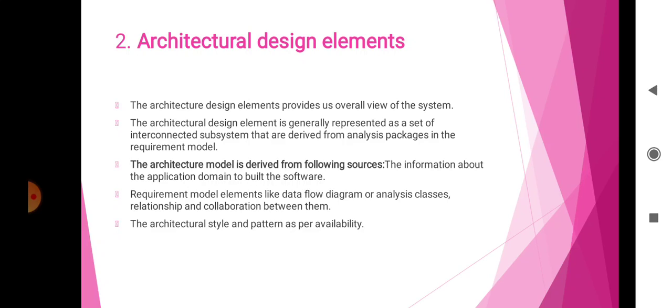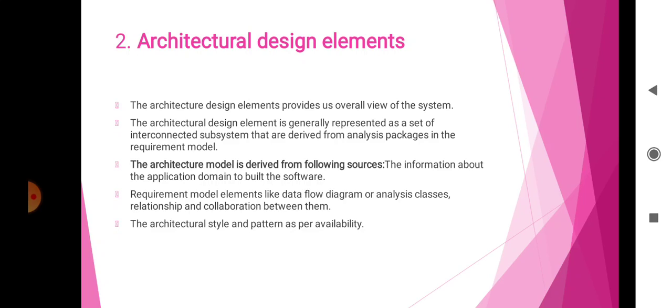The floor plan depicts the overall layout of the rooms, their size, shape, relationship to one another, and the doors and windows that allow movement into and out of the rooms. For example, the floor plan gives us an overall view of the house. Then the architecture's design elements give us the overall view of the software. Thus, the architecture's model is derived from the following sources.